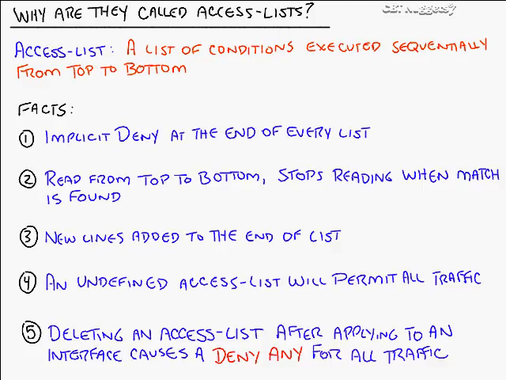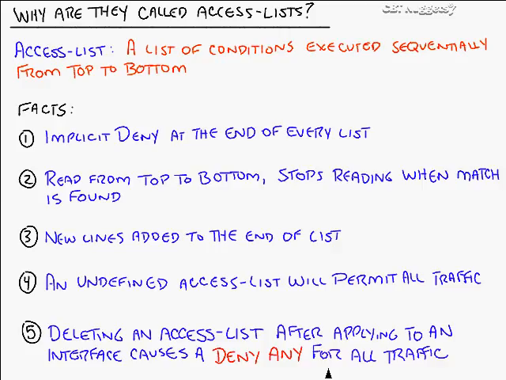An undefined access list will permit all traffic. That's something that you may not know. If you go to an interface, say interface serial 0, and you decide to use an access list for access control, and you say, I want to apply access list 20, and you haven't done anything with access list 20, you haven't created it yet, it will be applied, but it will permit everything. However, this last one you may not have heard of. Deleting an access list after applying it to an interface causes a deny any for all traffic.